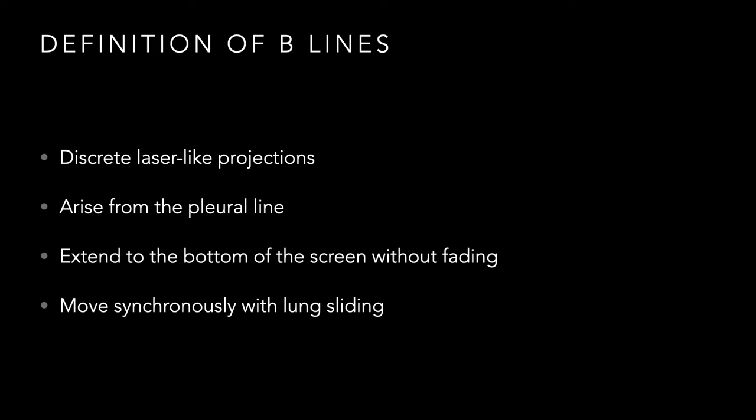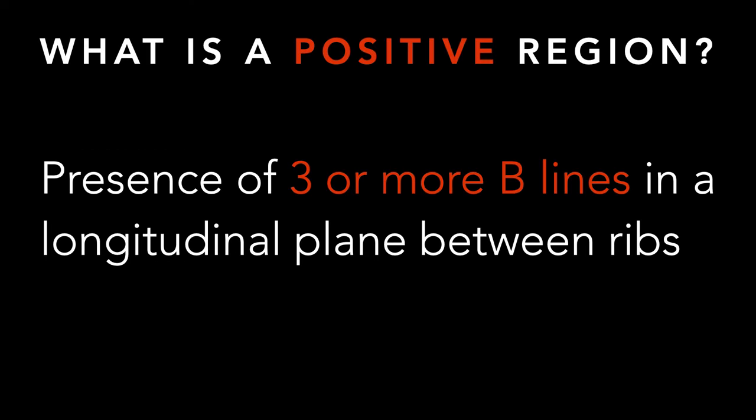So the question then becomes, okay, fine, if you have some but you're saying B lines are pathologic, what is the definition of pathologic B lines, or stated differently, what is the definition of a positive region that we're scanning, right? According to this document and the research that supports it, the definition of a positive region, and region is where you've got your probe, or as we've defined in the past, zone 1, zone 2, zone 3, zone 4, we'll see a picture of that later, is the presence of 3 or more B lines in that region between the rib spaces.